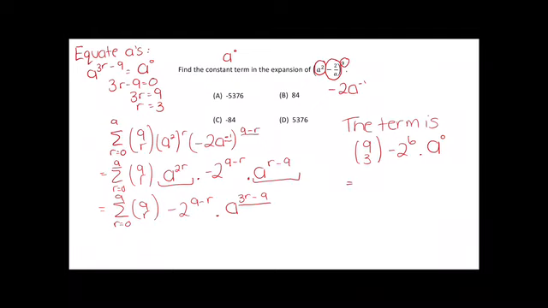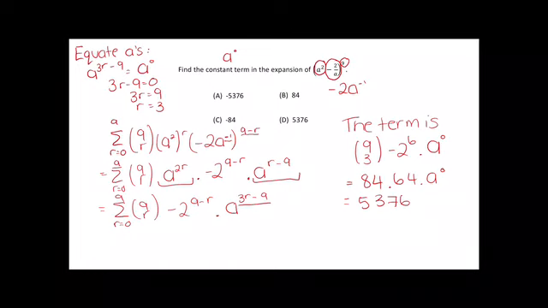So 9 choose 3 is 84. We've then got an even power on a negative, so we're going to get a positive number. 2 to the power of 6 is 64, and we've still got this a to the power of 0. 64 times 84 is 5,376, and that a to the power of 0 we can just leave off because it would just give us 1. So the coefficient on the constant term, or the constant term on its own, is 5376, which is D. So our answer for question 3 is D.